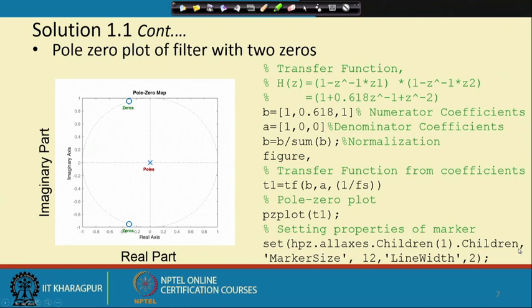Okay. So, on the left hand side, we now get the pole zero plot. What we get is that the zeros are, as expected, on the unit circle, and both of them are in the left half of the plane, because the angle with respect to the zero axis was 108 degrees, more than 90 degrees. And in this case, because we have the polynomials in terms of z inverse, the poles are at the center.